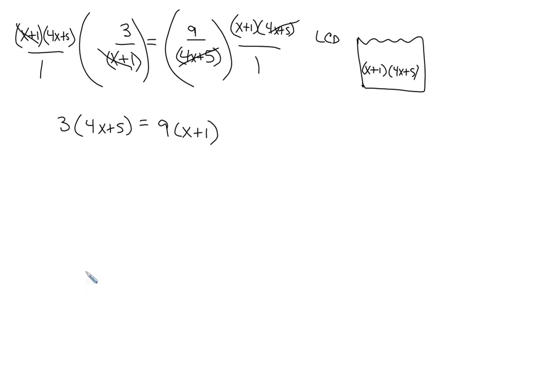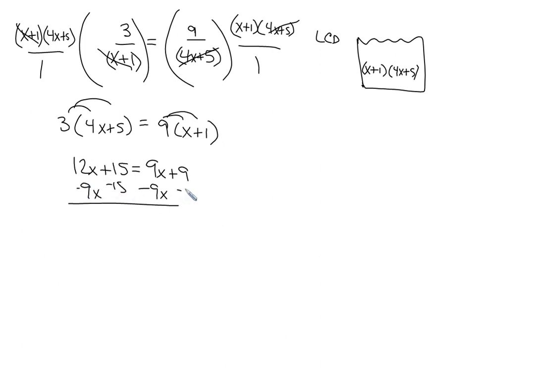Okay, now what do we do? Distribute. 12x plus 15 is equal to 9x plus 9. Subtract 9x from both sides. We don't have any x squared, so we don't have to worry about factoring. I'm also going to subtract 15 from both sides at the same time. And we get 3x is equal to negative 6, which makes x equal to negative 2.